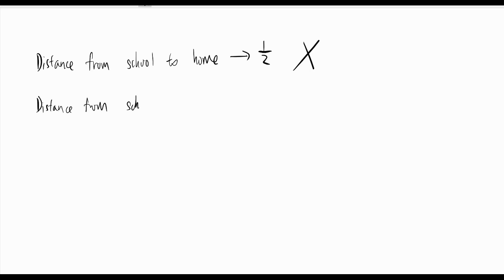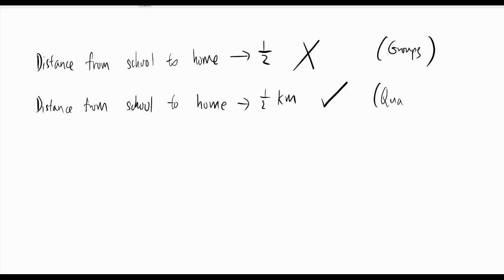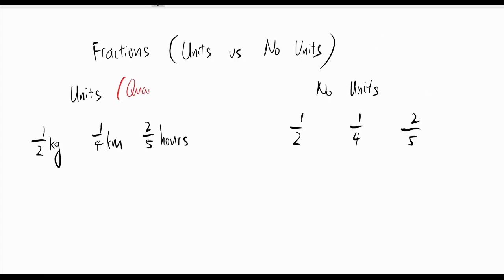So again, saying that the distance between school and your house is half doesn't make sense. But saying that the distance between school and your house is half km makes complete sense. Half just tells me the groups, half km tells me the exact quantity. It all boils down to groups versus quantity.